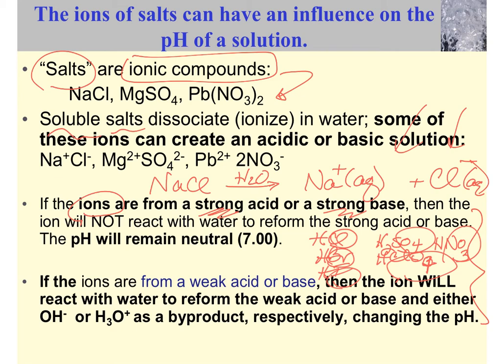Now for ions that come from strong bases, let's remind ourselves what the strong bases are. They are all the group 1 metal hydroxides, and the heavy group 2 hydroxides. Calcium hydroxide is debatable.